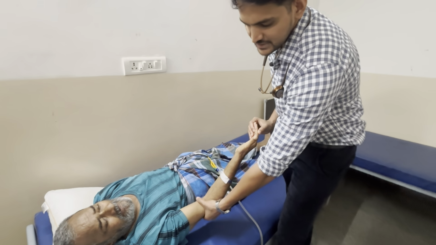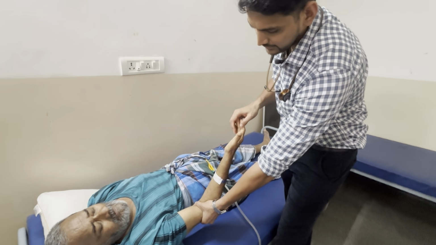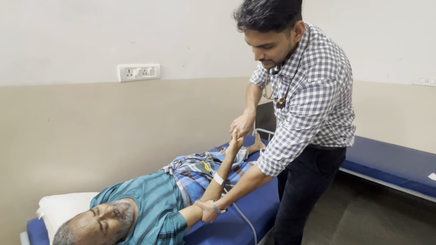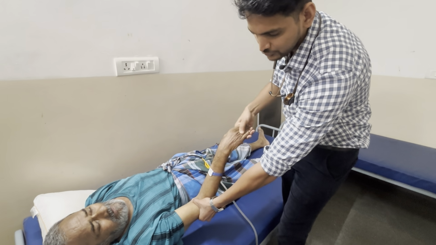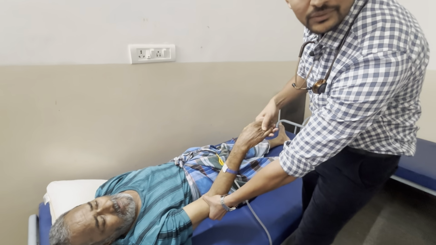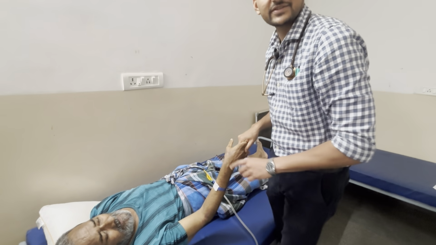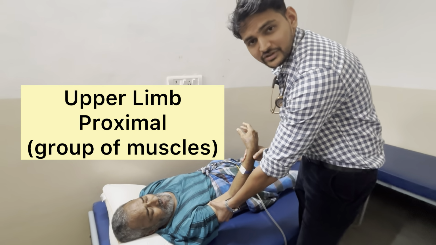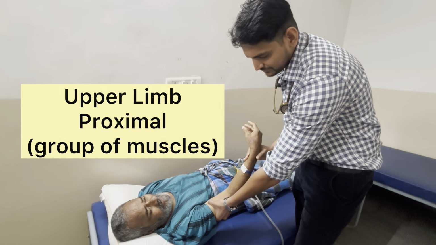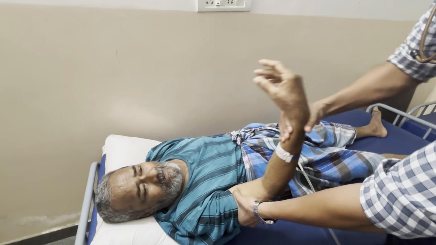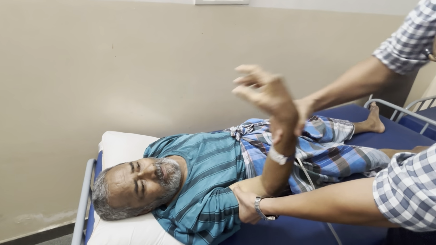Then we have to support at the elbow joint and grip the patient's hand as if we are shaking the hand. Then we have to do pronation and supination. So with this also we will be able to assess the tone of a group of muscles. This is the second way. And when it comes to the proximal group of muscles tone assessment, just grip at the upper segment of the arm and do elbow flexion and extension.